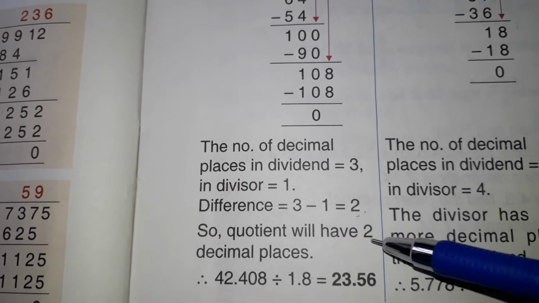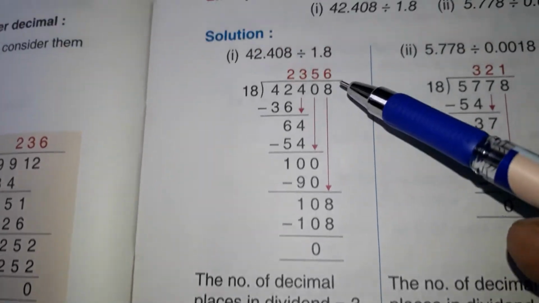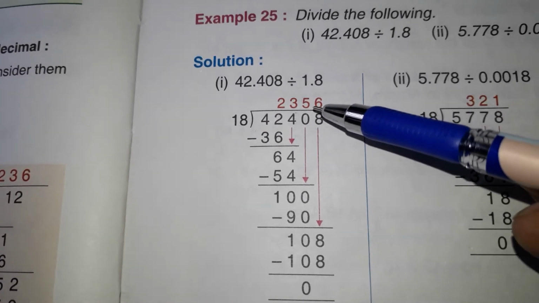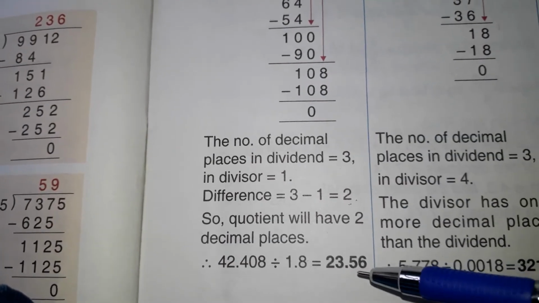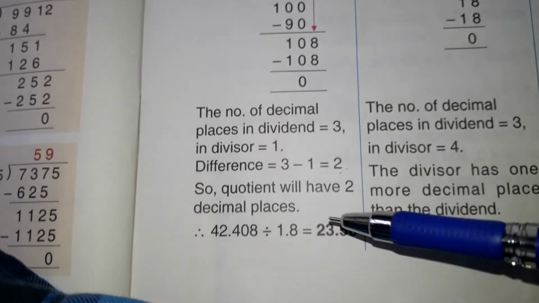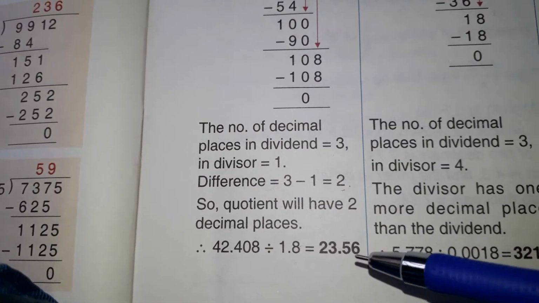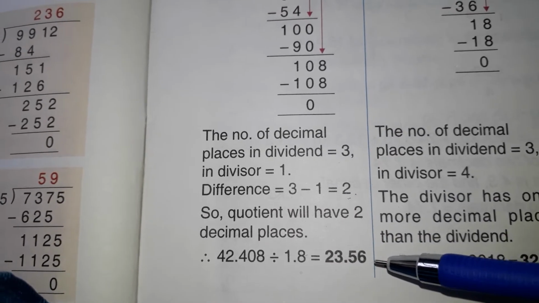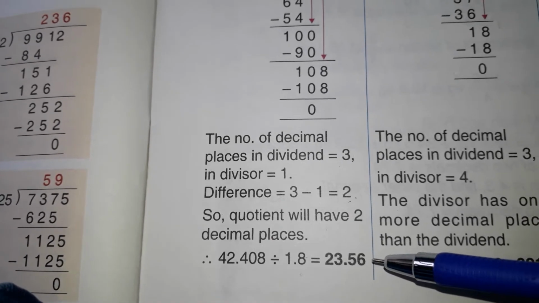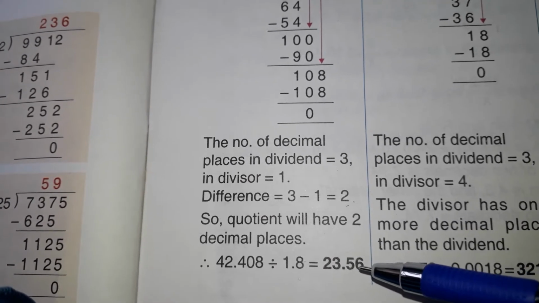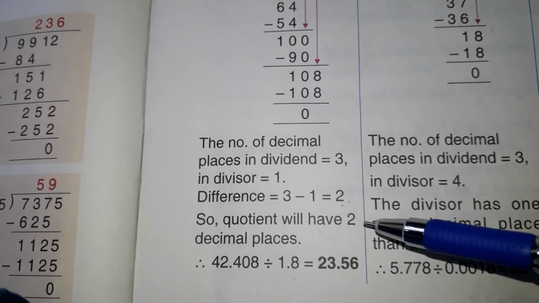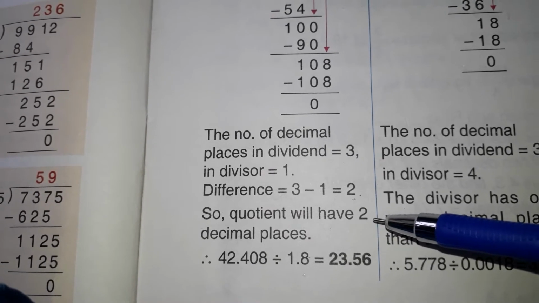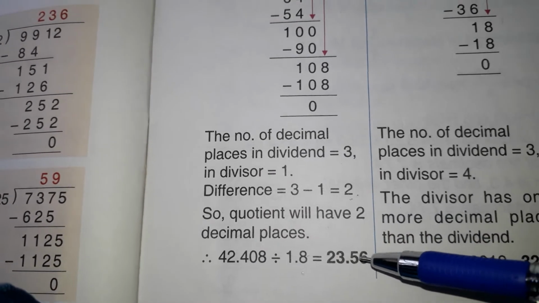So based on this difference, you take decimals in the answer. Answer means quotient. The quotient is 2356. In this, how to put the decimals? Look here. How much is the difference? The difference is 2. So when the difference is 2, take that many decimals in the answer. That is why you take 2 decimals in the answer.